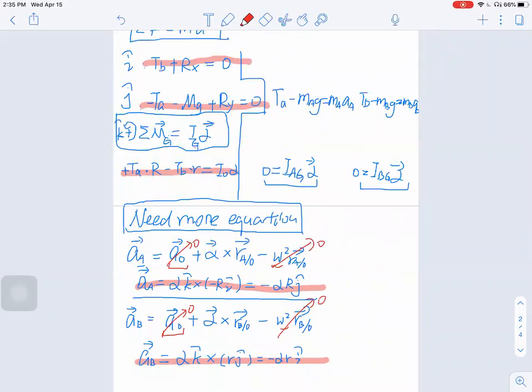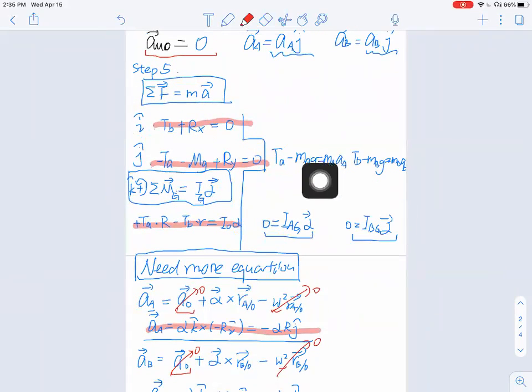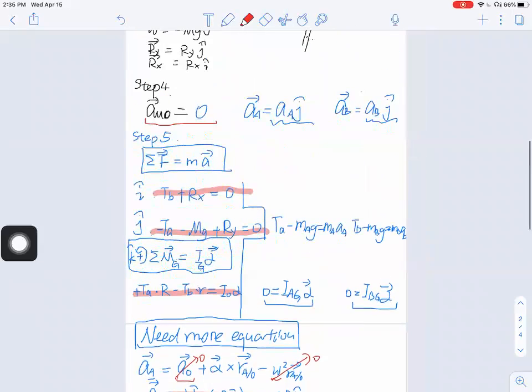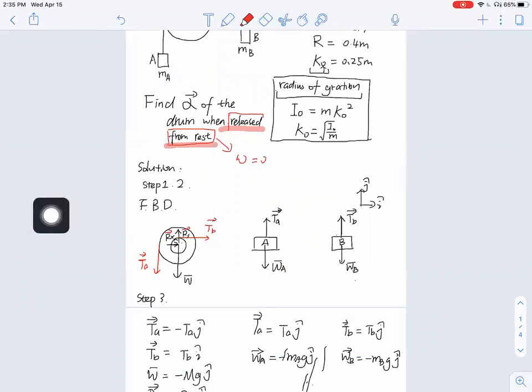So what you can do in order to solve this problem is use the two new equations to find the expressions for alpha, then plug them into this equation here and try to solve for alpha, since alpha is what we're trying to find. Yeah, we're trying to find alpha when this drum is released from rest.